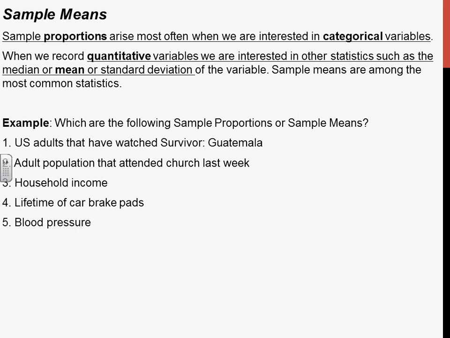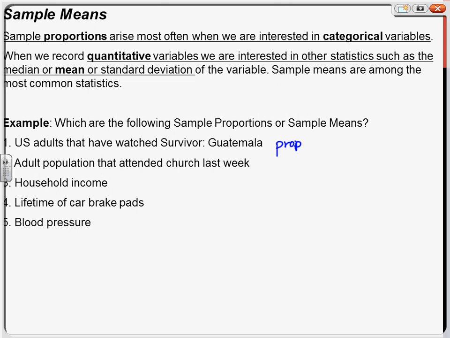All right, so number 1, if you watch Survivor, that's a yes or no answer. Yes, I watched it. No, I didn't. That's categorical, so it is going to be a proportion. We'll just write the symbol. Okay. Adult population that attended church last week. So you attended church or you didn't. That's categorical, so that's going to be a proportion. Household income, lifetime of car brakes, and blood pressure are all going to be sample means.